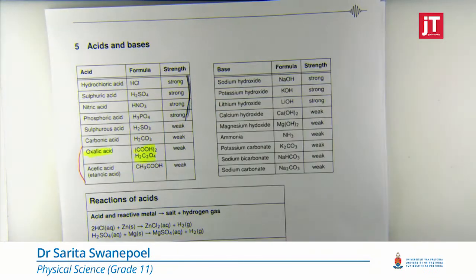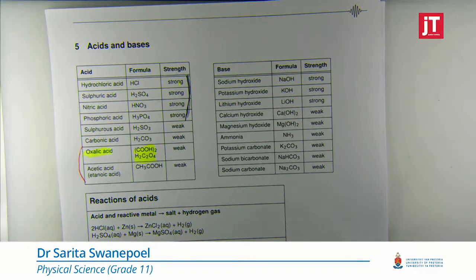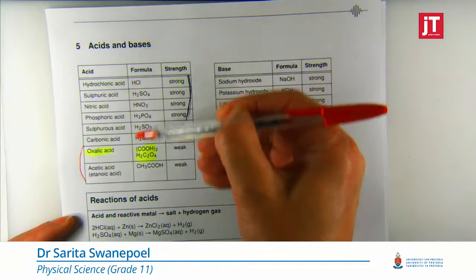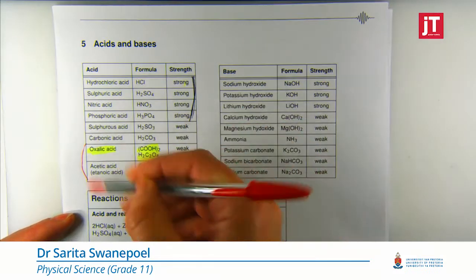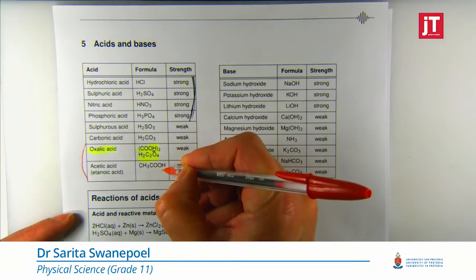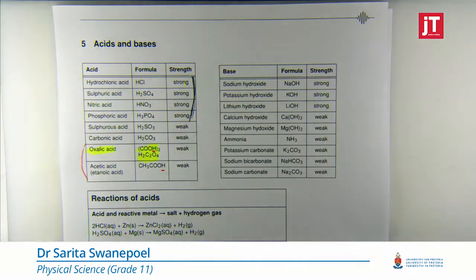are different from the top ones. How does it differ? With all the top ones, the hydrogen is in front, right? And with these last two, you see the hydrogen there at the back, right? Now, the last two are organic acids.